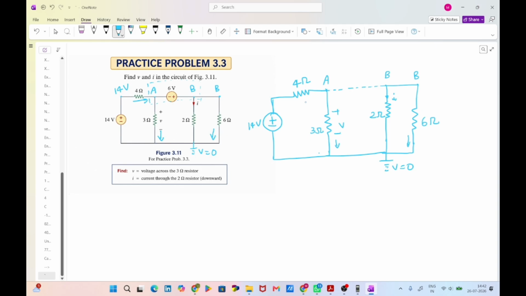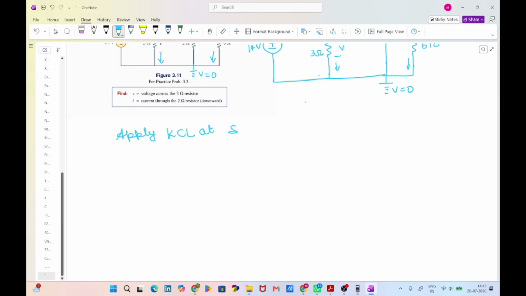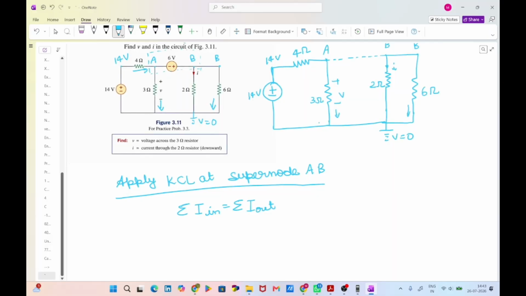Let us apply KCL at the supernode AB. Here it is also this one, 14 volt. We know that Kirchhoff's current law states that the sum of the currents entering the node is equal to the sum of the currents leaving the node. Here the current entering is this one.